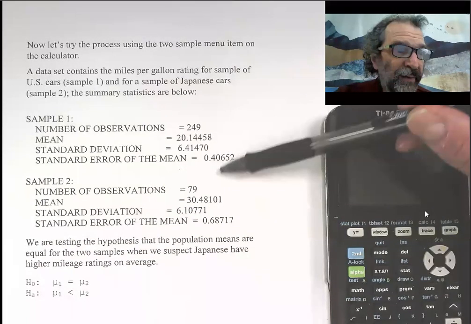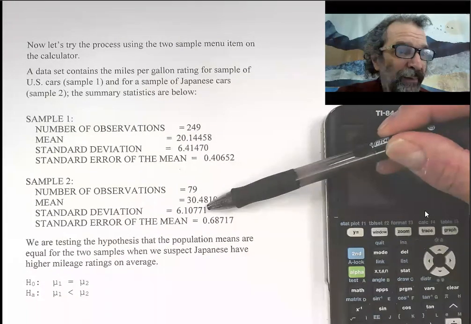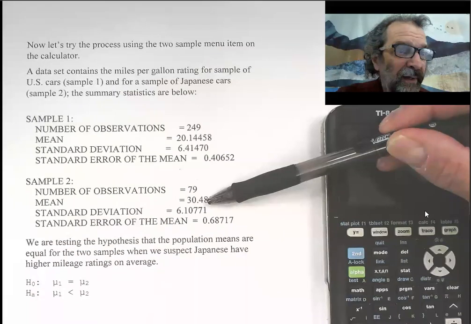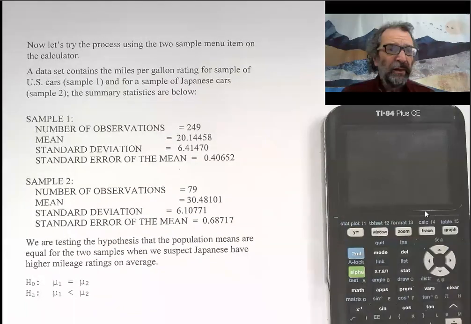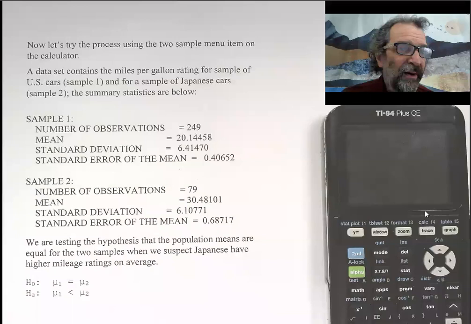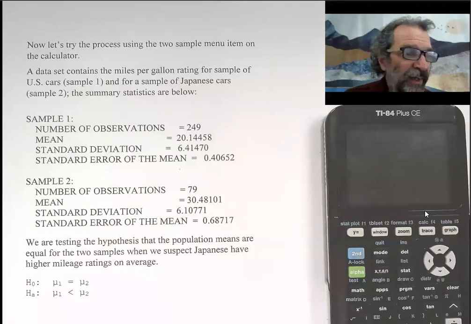Here's the other sample. It's 79 cars. The mean is 30.48, standard deviation 6. Similar standard deviation, but a lot larger mean and a lot smaller sample size. Here's the standard error. If I was looking at that without knowing any statistics, there's 249 cars with an average gas mileage of 20, and for 79, the average gas mileage was 30. It's clear the second group of cars has higher mileage, but fine, we'll go ahead and see what a 2-sample T test says, to see if the second group has a bigger mean.